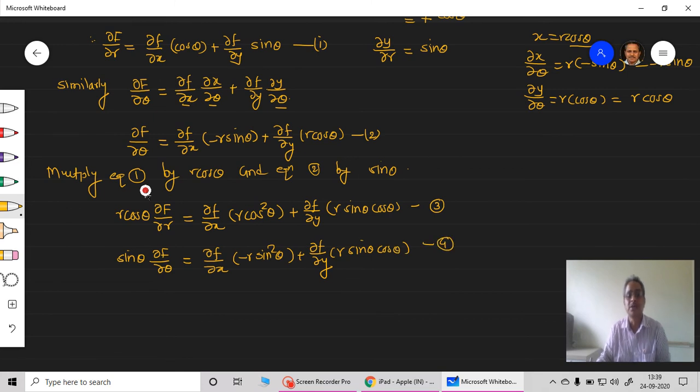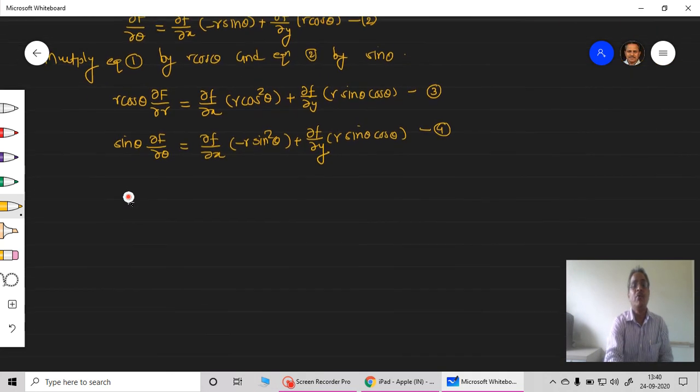Look here, these terms are identical, whereas the first terms are different, and one can get trigonometric relations from there. These two parts of equations 3 and 4 are identical, while the left hand sides are different. Now you have to subtract equation 4 from equation 3.